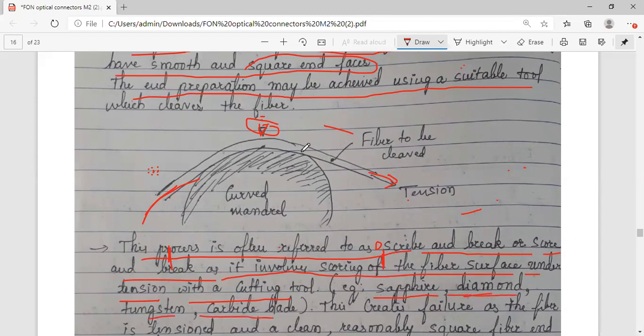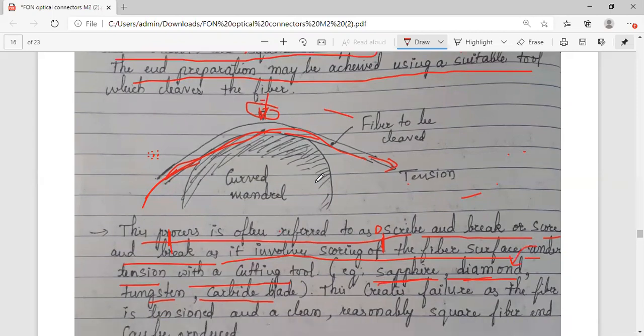Why I'm using these terms: your optical fiber is made of glass, and it has its own tensile strength. So obviously the blade you use should be much stronger to cut this optical fiber. Diamond is really very hard, you know about it. Similarly sapphire, tungsten and carbide are all very hard. The strength is so high that they can be used here for cutting.